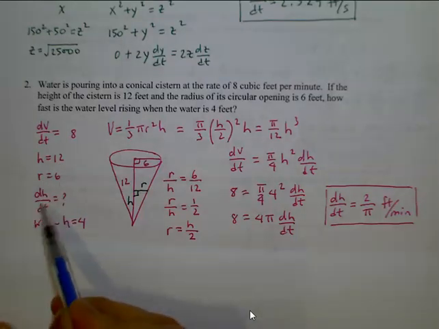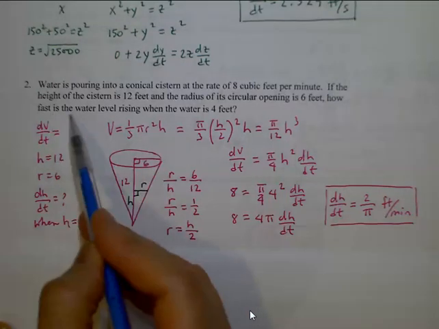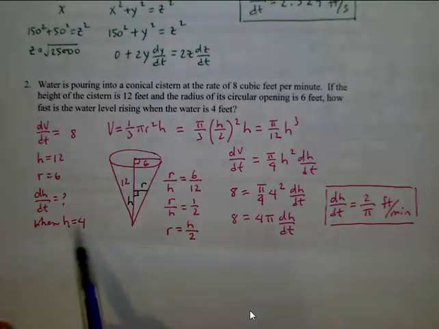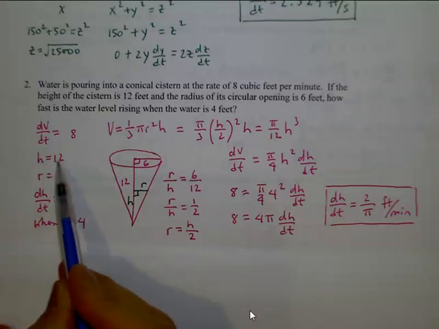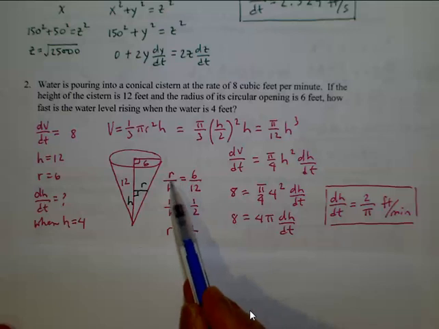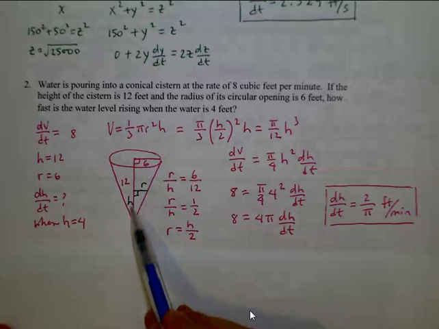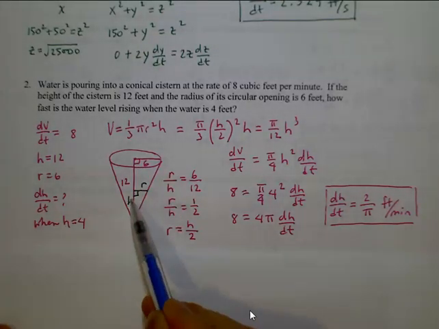And then dh/dt is what you are looking for, because it's asking how fast the water level is rising, and it's when the water is 4 feet. So I'm going to use the height and the radius of the cistern to give me a relationship here. So I have r over h is equal to 6 over 12. So I draw my cone. This is the height of the cistern, and this is the radius, and this is the amount of water that's getting filled.